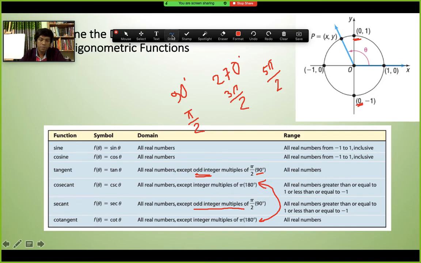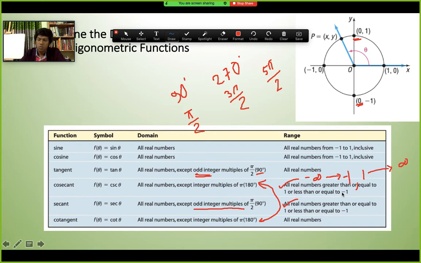So here, this function is the cosecant function, we can just simply say cosec. It means that the range of this cosec function, this line and this line is actually the same. Then this line and this line is the same. So all real numbers greater than or equal to 1, which means from 1 to plus infinity, inclusive, and then less than or equal to -1, that means from -1 to minus infinity, all the values.